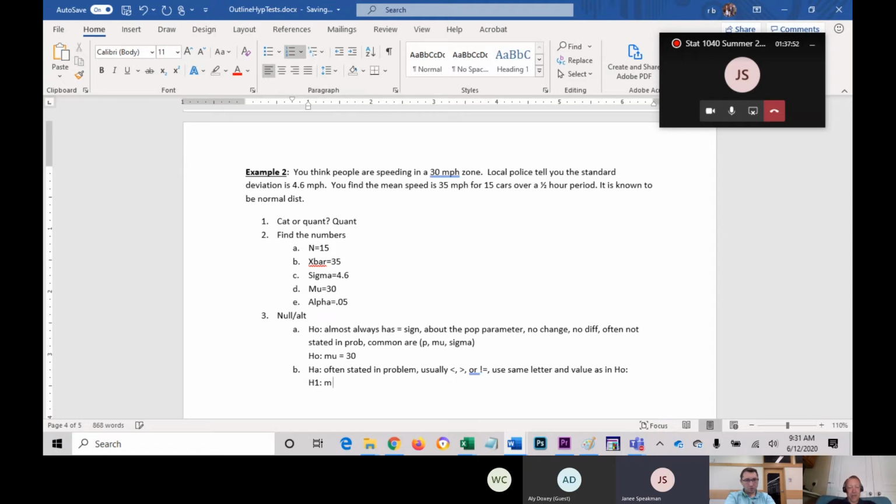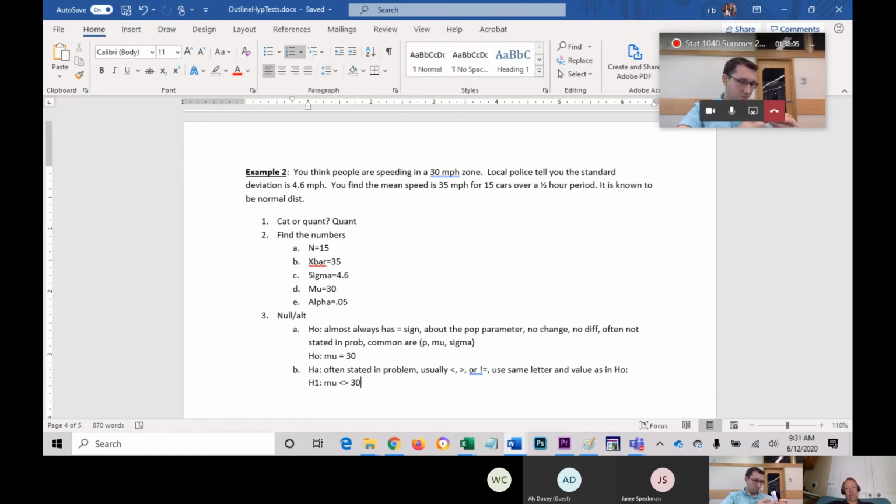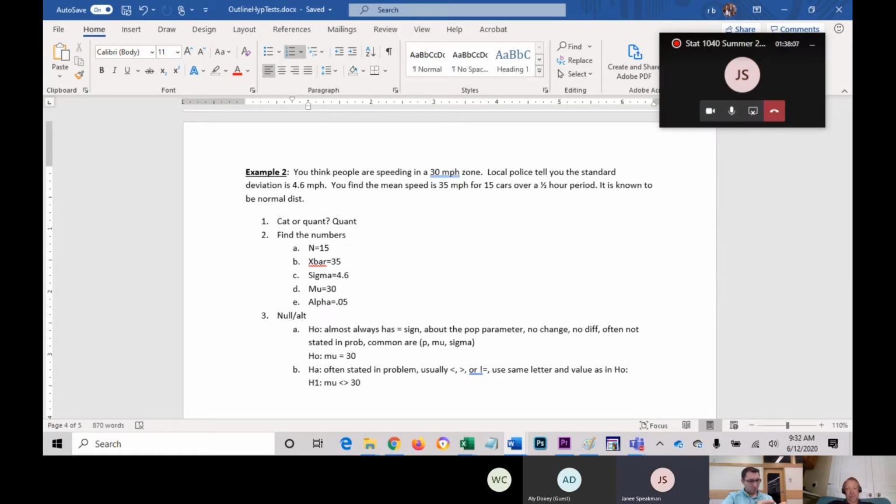Okay, so you're saying it's mu not equal to 30. Now, let me ask you a question. Read the problem again, and what do you think is happening? Oh, people are going over 30 miles per hour? So is not equal correct? No, it would be the mu is greater than 30. Greater than, okay, yes. So remember, it's often stated in the problem, and you think people are speeding. Okay, does that make sense? Yeah, that does. Thank you.